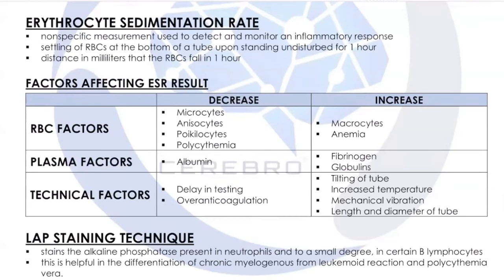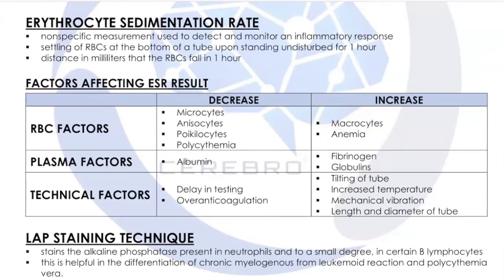So to make it really simple, when it comes to the RBC, the larger the red blood cells, the faster they will settle. Which is why here we have our microcytes. Microcytes, because they are small, they will settle slower as compared to the macrocytes, of course. Now, in cases of anemia, why is it that the ESR is decreased? Rather, the ESR is increased.